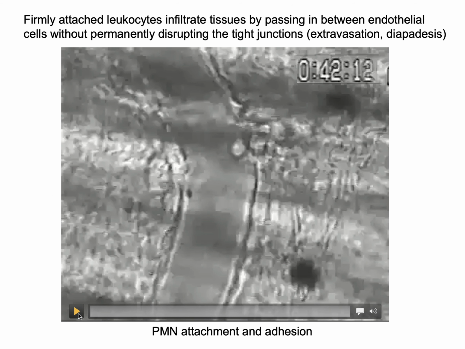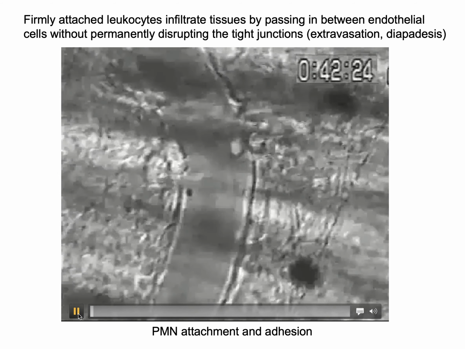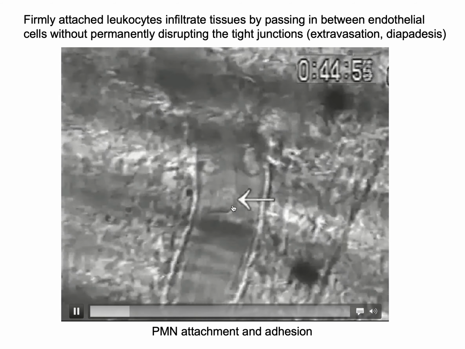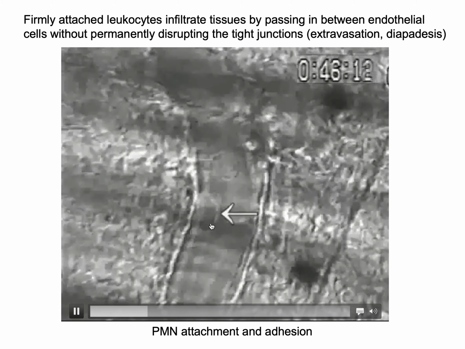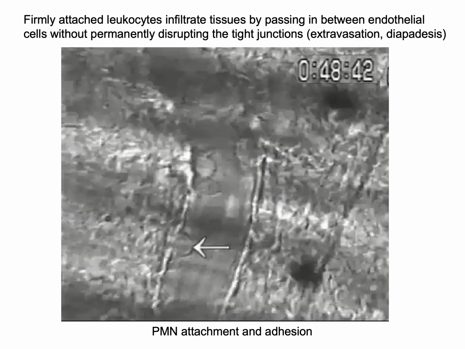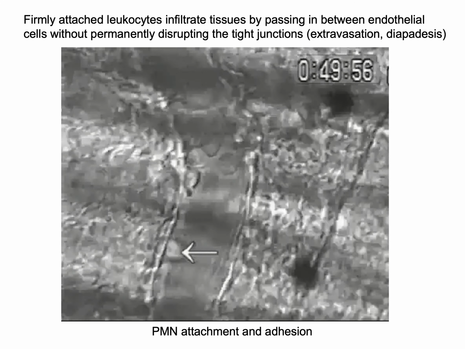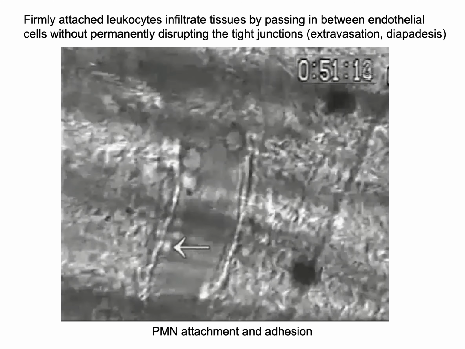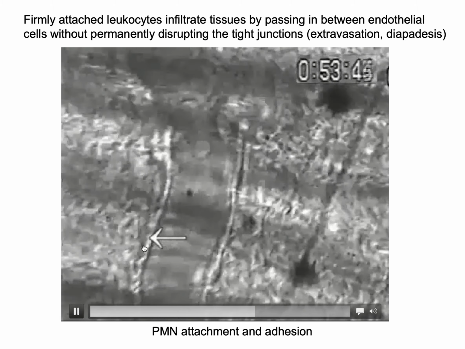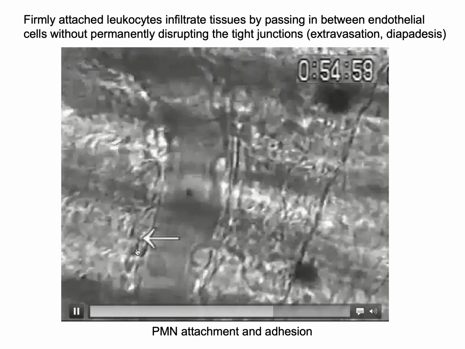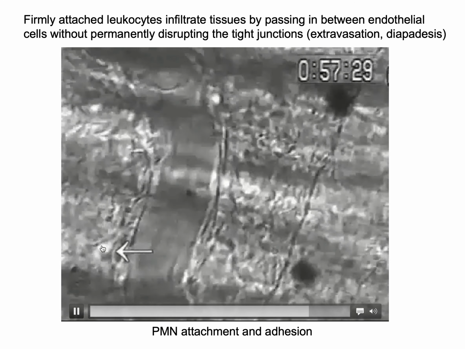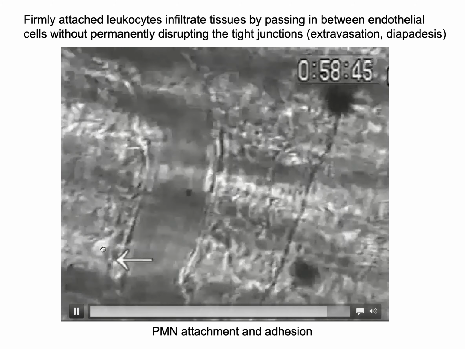This is a video that I'm going to show that if you look closely, you'll see an arrow pointing to a rolling white blood cell that is going to now firmly adhere right here. And you can see it kind of disappear and kind of smush up against the cell wall. It is now migrating across this endothelial barrier, and you're about to see it pop out right here on the other side of that endothelial cell wall. So this is a process called diapedesis.